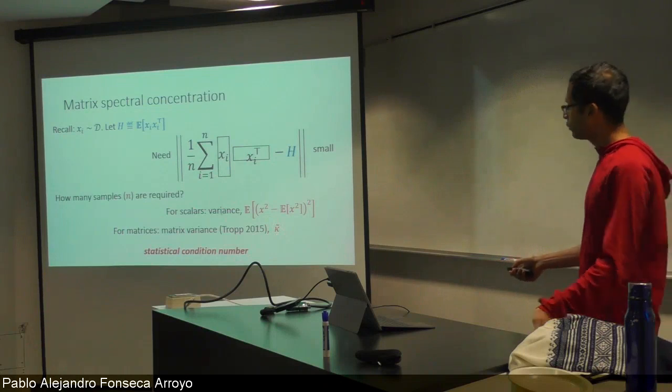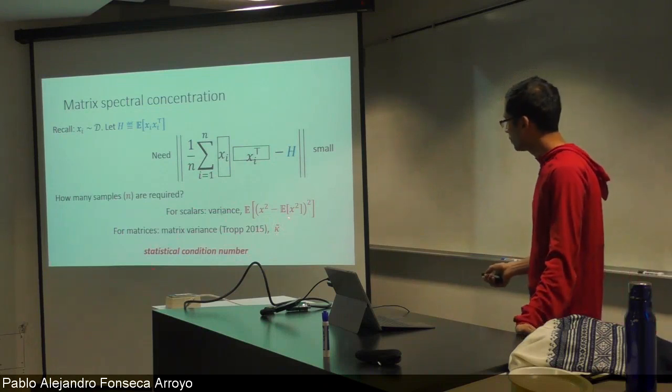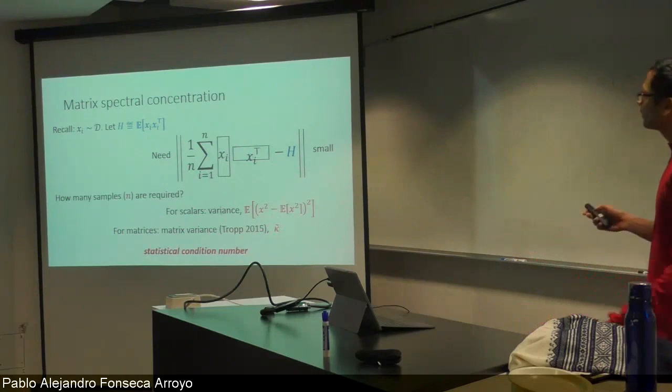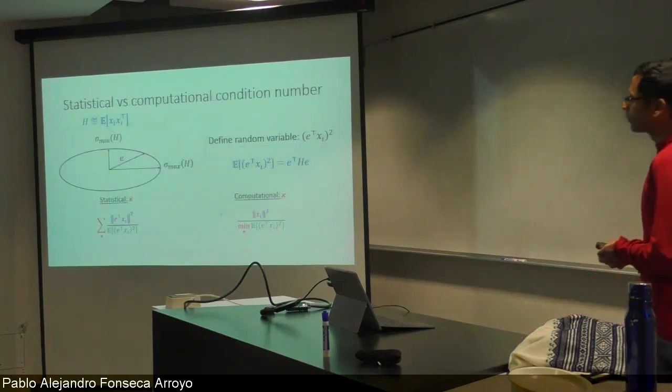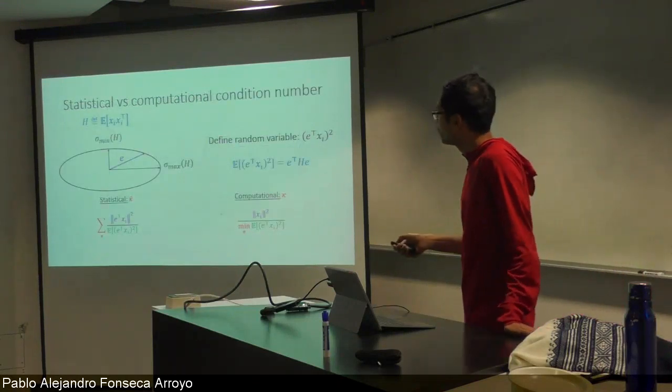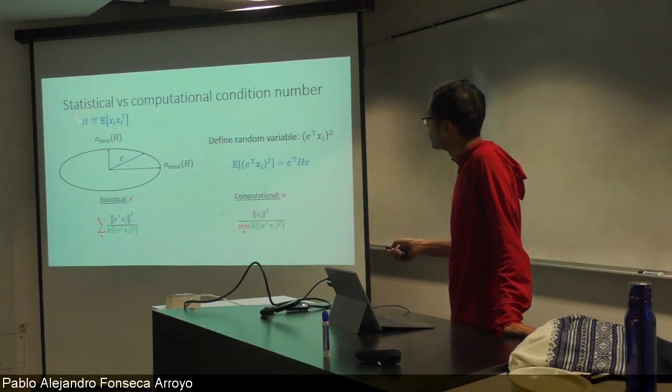Okay. So we define this new notion called statistical condition number, which we denote by kappa twiddle. So what exactly is this kappa twiddle? For that, let's first look at the Hessian H, or the covariance matrix H. So H is the covariance matrix of the distribution that I'm looking at.